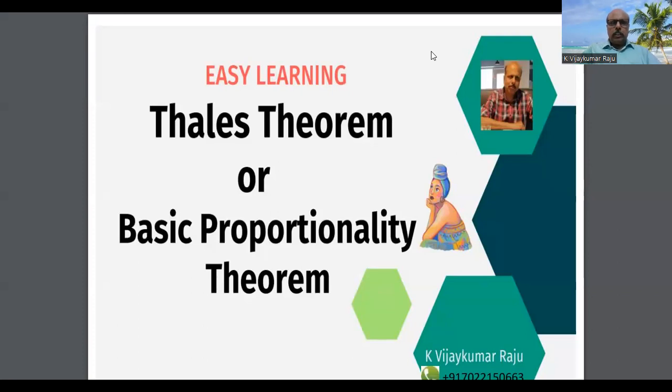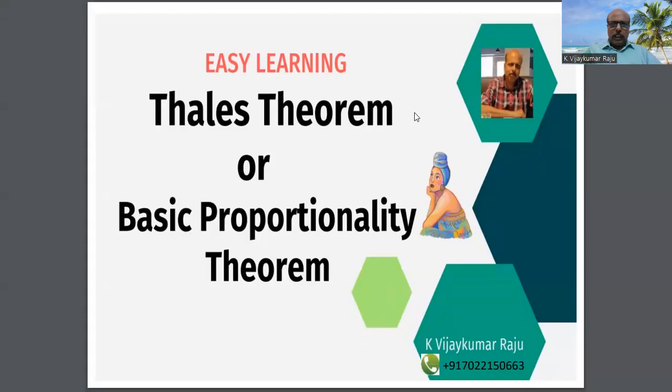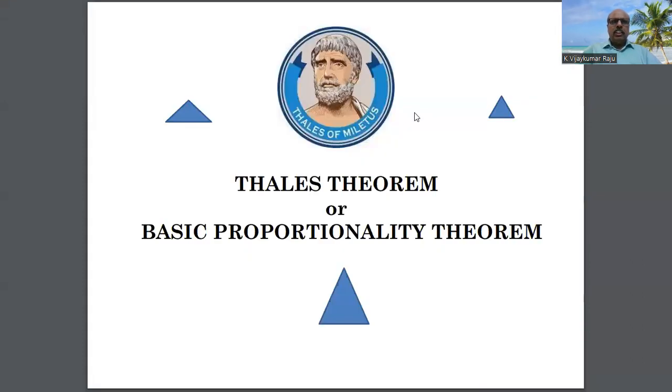Thales Theorem. Today I am going to explain the proof of this theorem, that is Thales Theorem, also called Basic Proportionality Theorem. Now, Basic Proportionality Theorem is related with a right angle triangle. This is called Thales Theorem because it was put forth by the mathematician called Thales. So this is to honor him. In his name, this theorem has been proposed. So presently it is also called the basic proportionality theorem.